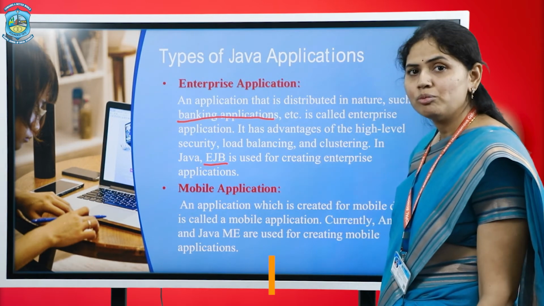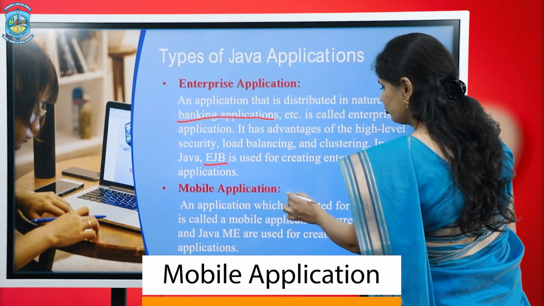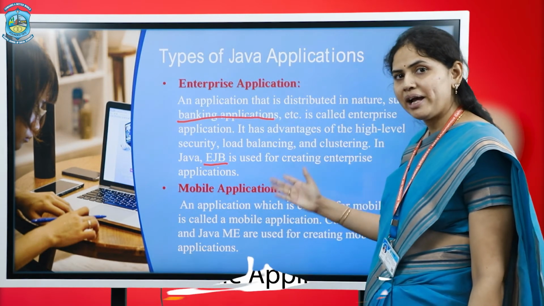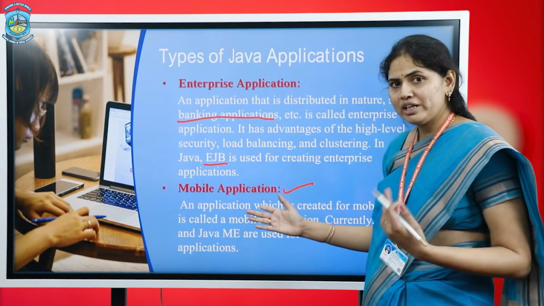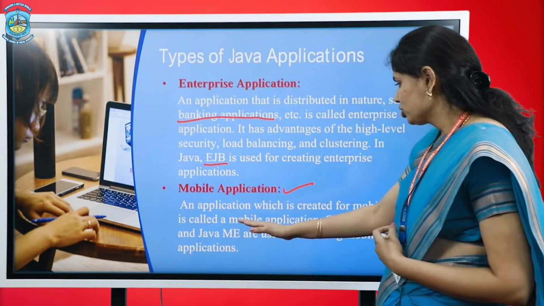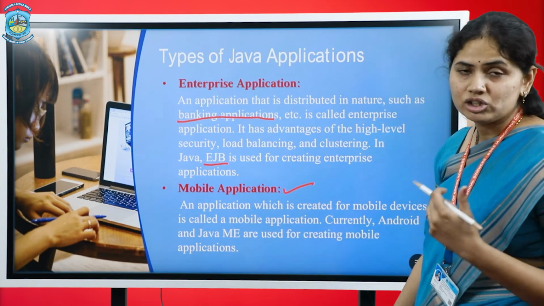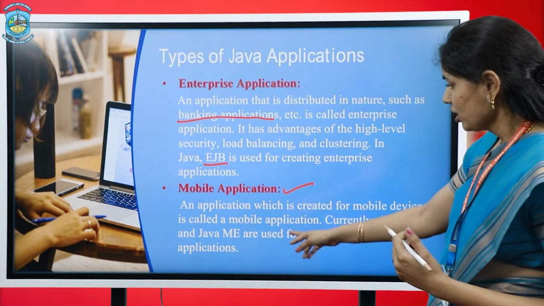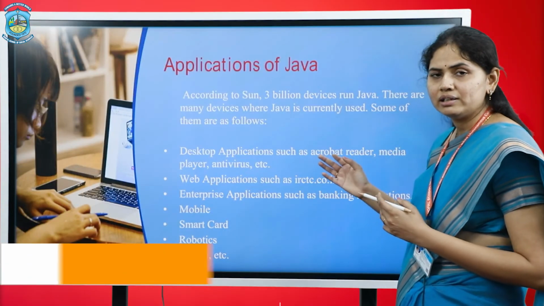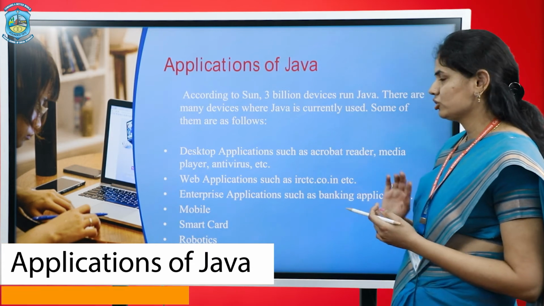Then we have mobile application. So for mobile application, we can say that Java is the backbone for Android. We can create Android applications with the help of Java code. So ME, Java Micro Edition, is generally used in developing mobile apps. So these are the applications of Java.